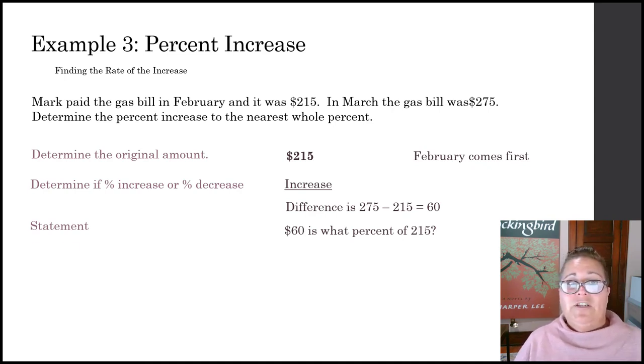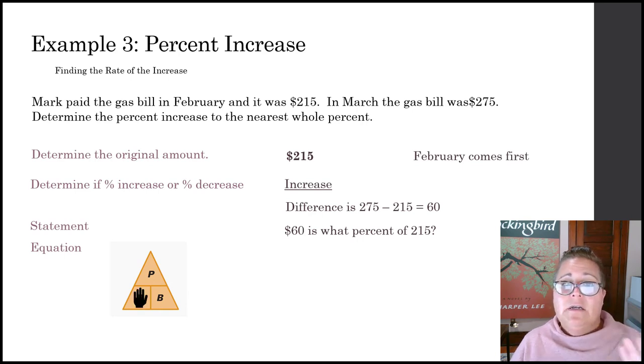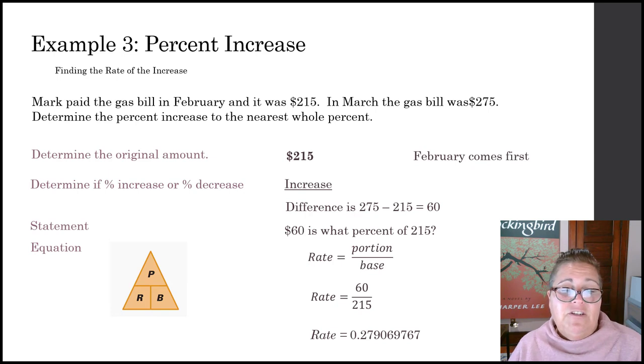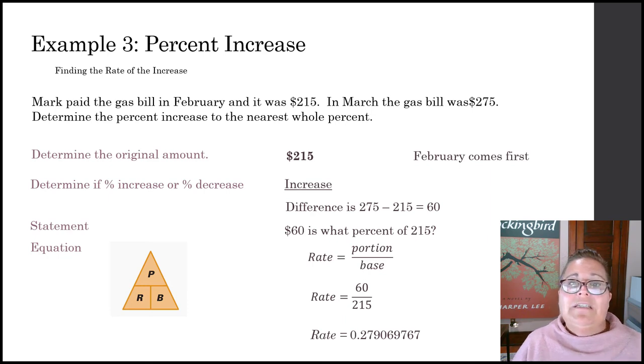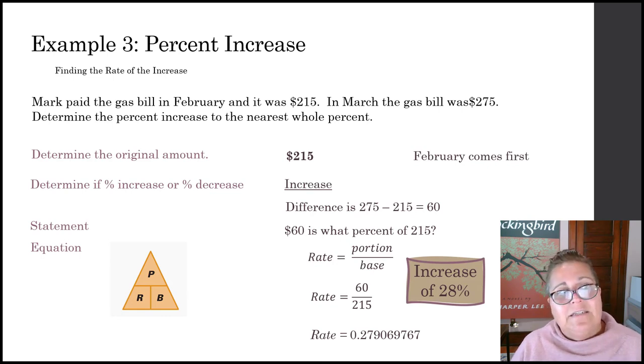In order to set up the equation, one of the things you can use is the lovely magic triangle, where we put a cover on the rate, which leaves us with portion over base. So rate is equal to the portion over the base. Our portion is the $60. Our base is the original amount of 215. So I will have 60 divided by 215, which gives us 0.279069768. I need to multiply that by 100 and then round it to the nearest whole percent. So to the nearest whole percent, this is going to be 28%.